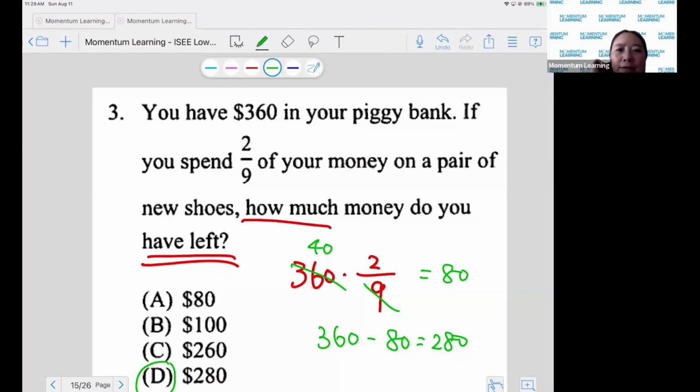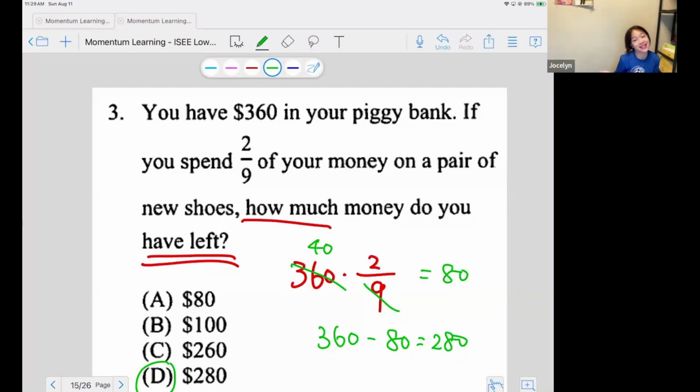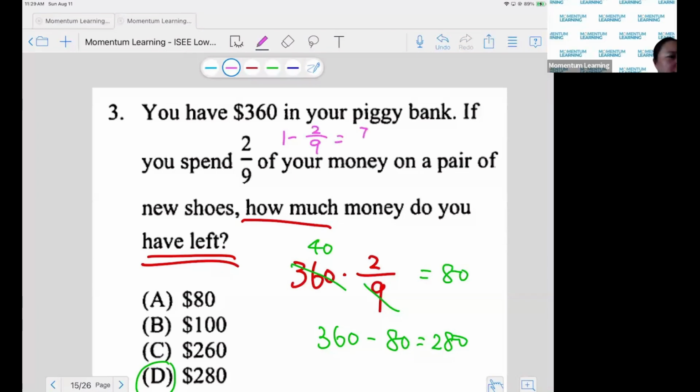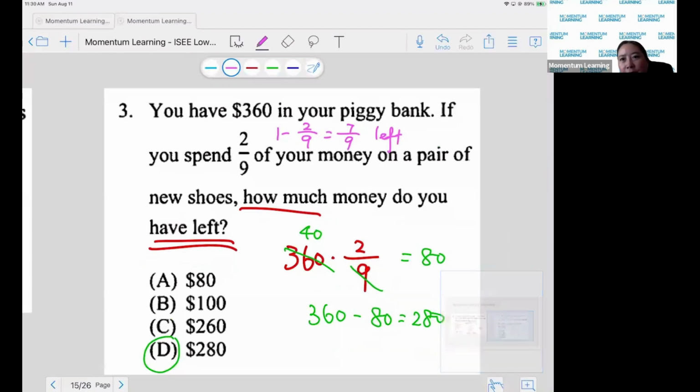Do I have anybody? Okay, Jocelyn? 7/9. How did you get that? It's 1 minus 2/9, and that's 7/9. So 7/9 is still in your piggy bank. And then you can do 360 divided by 9 and times 7 to get 280. Okay, 280. Yeah, very good, Carol.